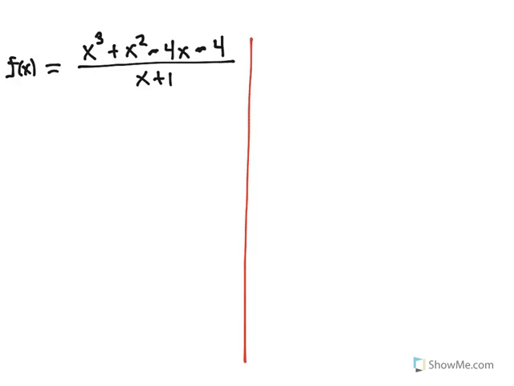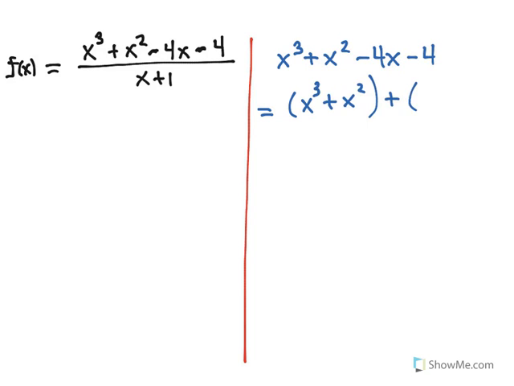So we like to begin this simplification process by factoring the numerator, and let's see how we can factor x cubed plus x squared minus 4x minus 4. So we have a polynomial expression with 4 terms, so we will try to factor the numerator by grouping. So we group the first 2 terms, and we group the last 2 terms.